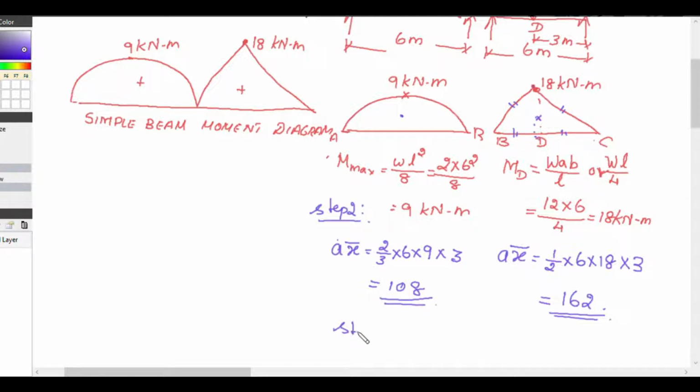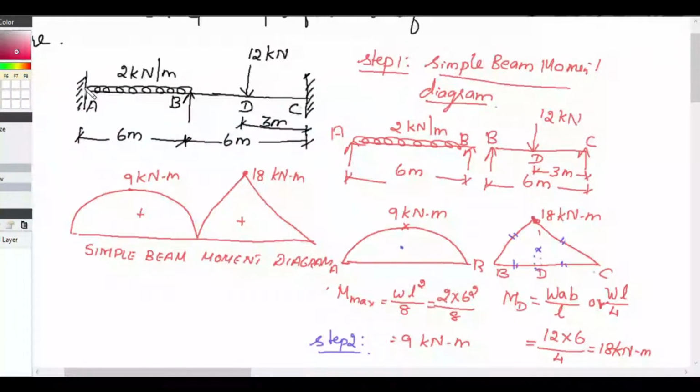Our step 3 is we have to determine the unknowns. How many number of unknowns are there? So in this problem, the unknowns are, we have a moment at A, we have a moment at B, we have a moment at C. Because A and C are fixed supports, moments are not equal to 0 at A and at C. So we have moments at A and C. So that means we have three unknowns. We need three moment equations to solve our problem, to find the answer.